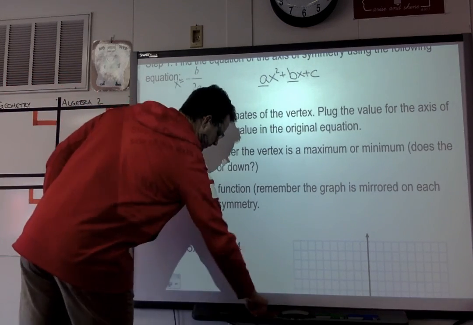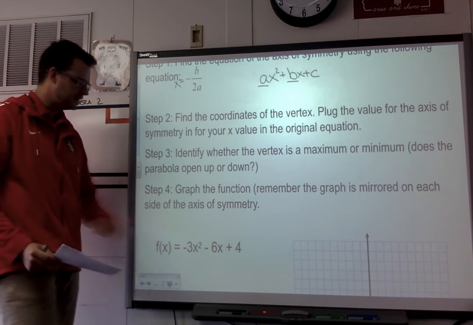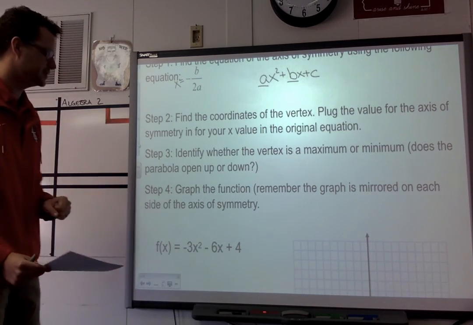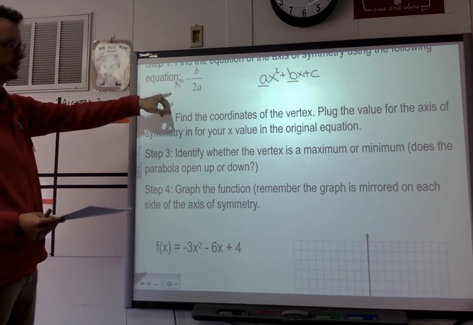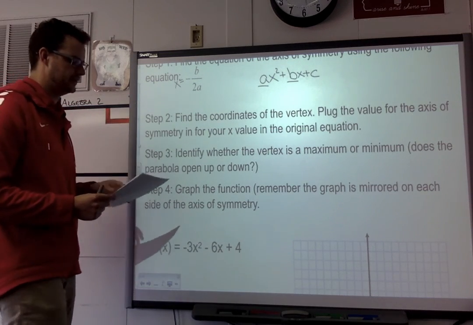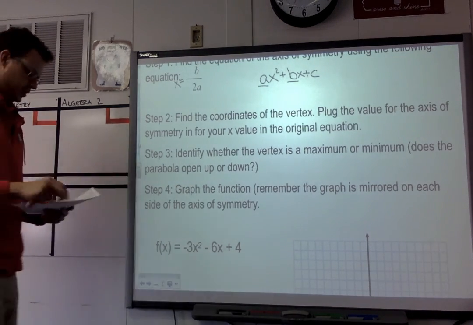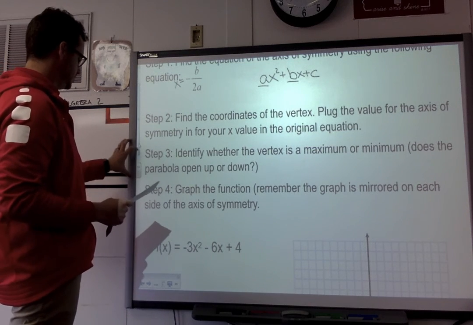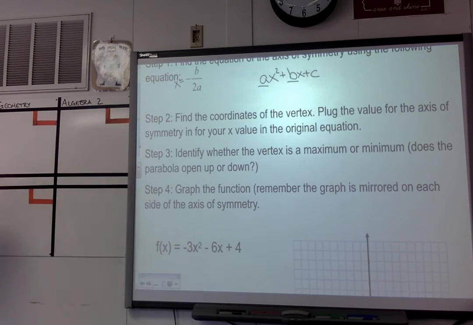So let's go ahead and follow these steps in order to graph our function, negative 3x squared minus 6x plus 4. So again, first step is always going to be to find the equation of the axis of symmetry. So first thing I want to do here, sorry, board's not working.